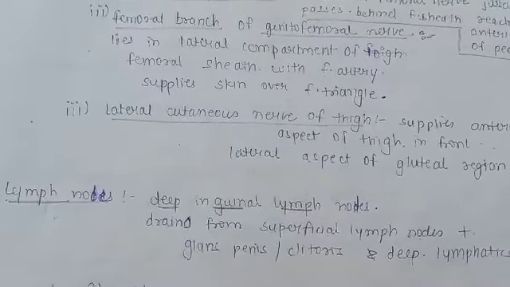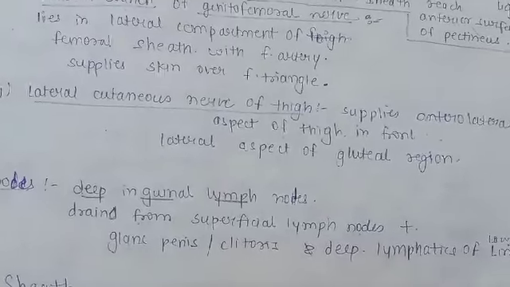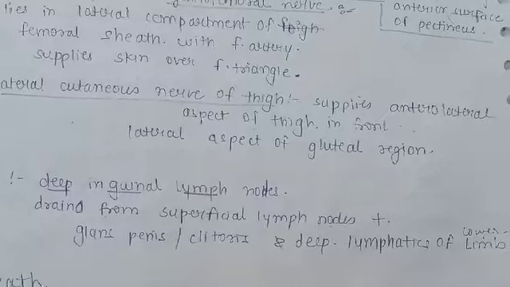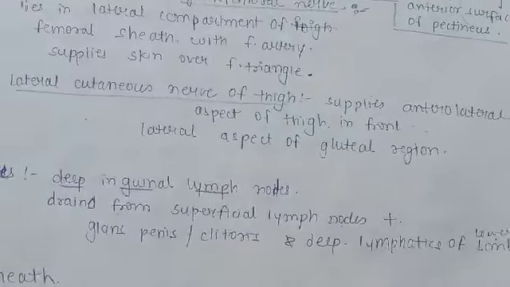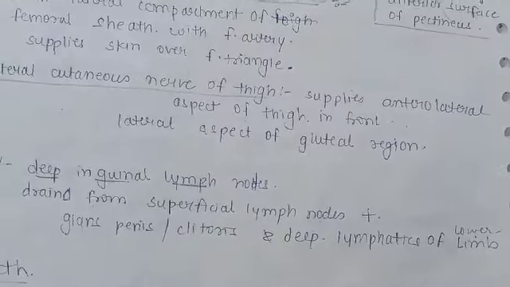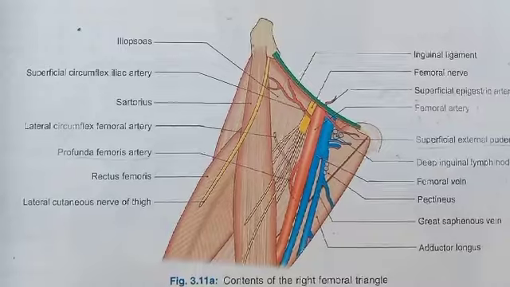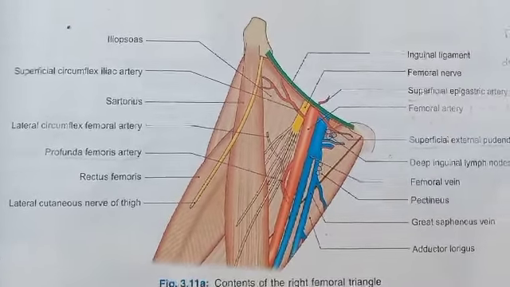Then there are lymph nodes. Deep inguinal lymph nodes are present, which drain the superficial lymph nodes and also drain the glans penis in males and clitoris in females. Also, they drain the deep lymphatics of the lower limb. Let's see the diagrammatic representation of the femoral triangle.